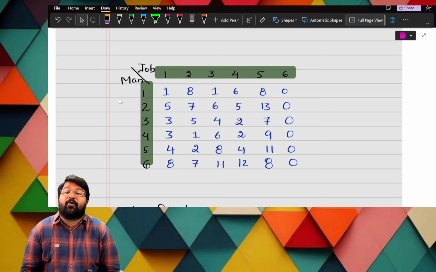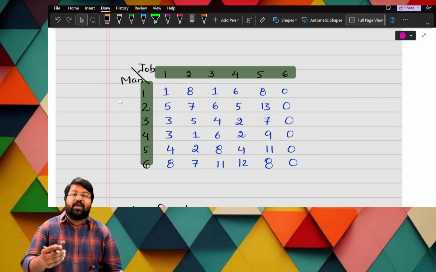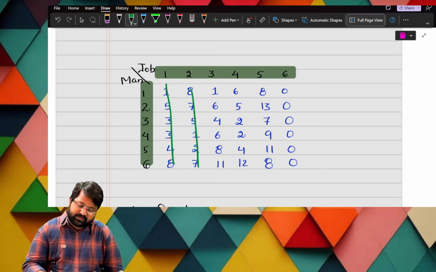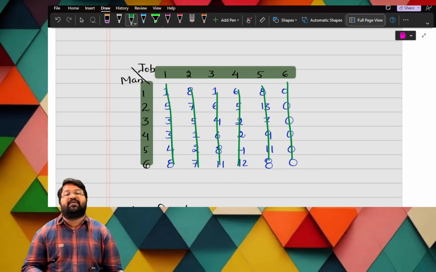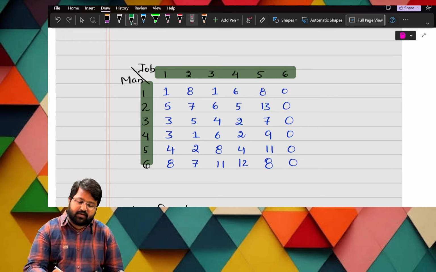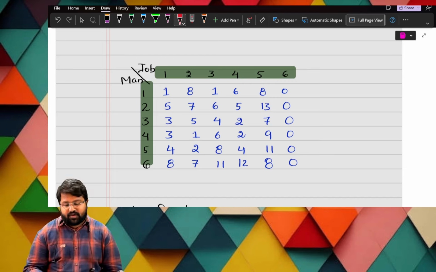It is column operation. Sir, what is column operation? Same as row, we have to identify the least number from each column. Sir, what are the columns? These are the columns. So from these columns, we have to identify the least number. Please identify. So in this column, what is the least number?